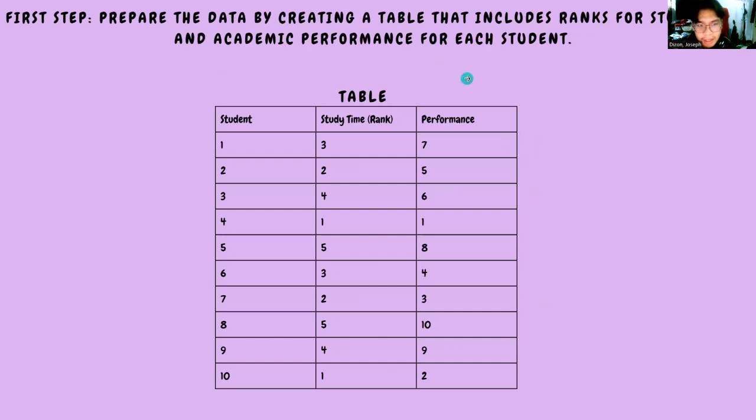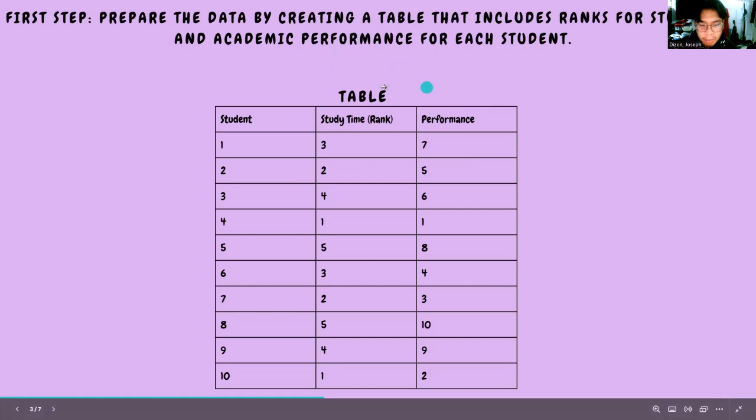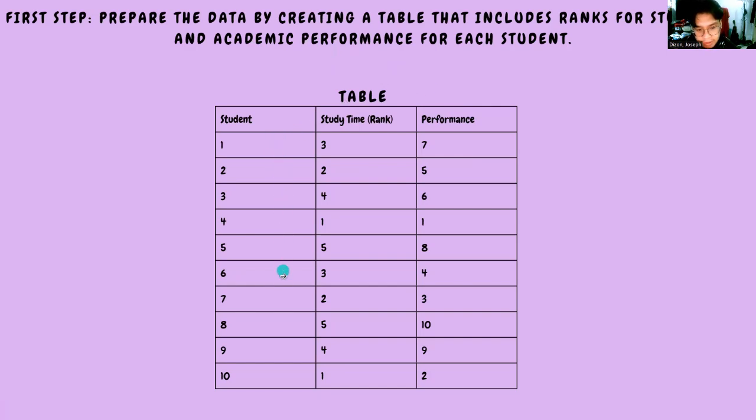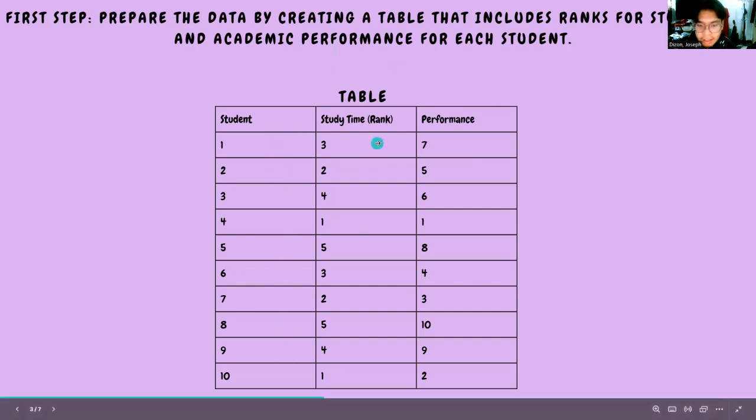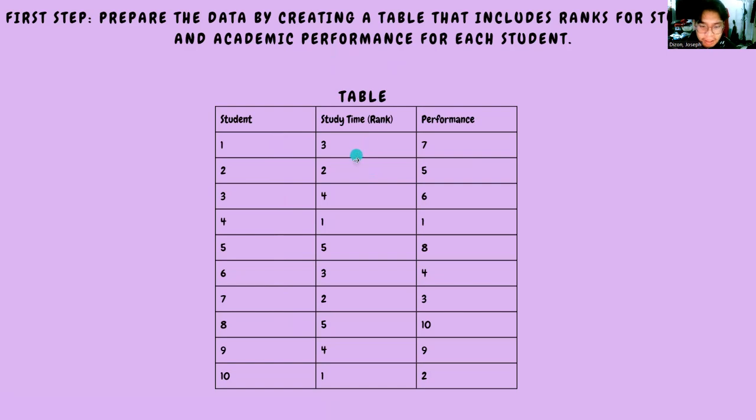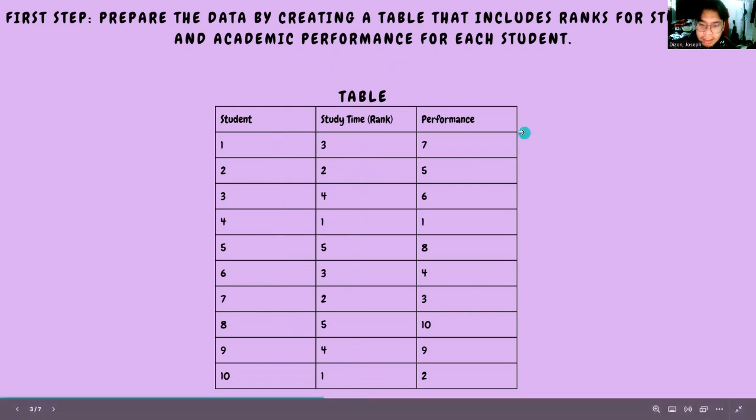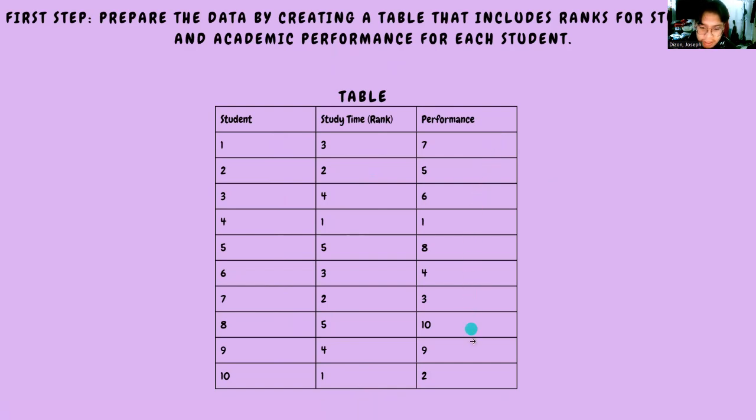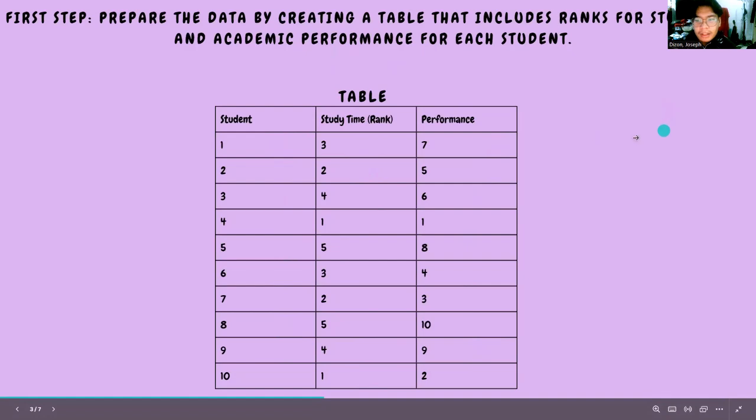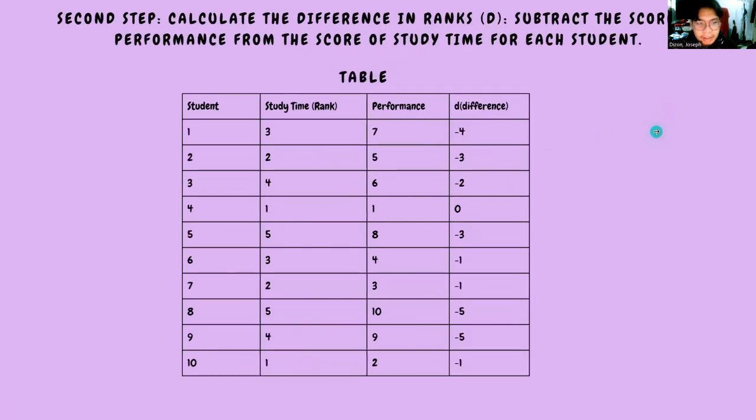Here we can see the first step. Prepare the data by creating a table that includes the scores for study time and academic performance for each student. Over here, table: student 1, 2, 3, 4, 5, 6, 7, 8, 9, 10. Study time by the rank: 3, 2, 4, 1, 5, 3, 2, 5, 4, 1. And the performance: 7, 5, 6, 1, 8, 4, 3, 10, 9, 2. That is their academic performance.